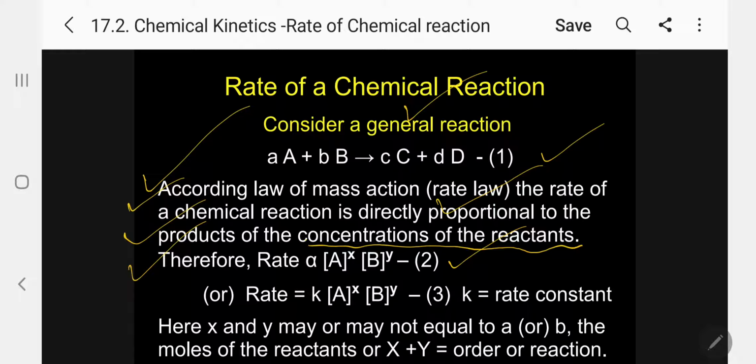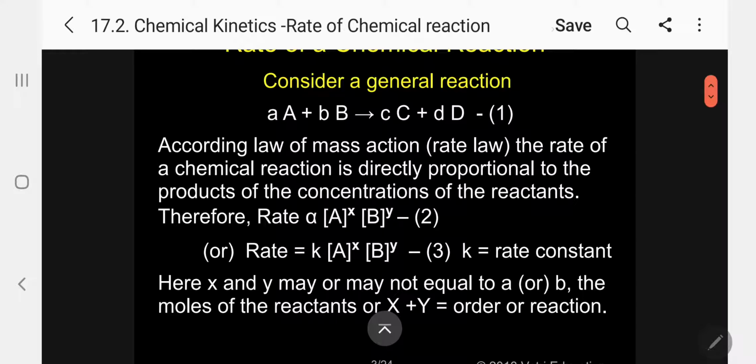So, in order to equate this, I will write now rate equals K into [A] to the power of x, [B] to the power of y. That is the third equation, where K is the rate constant. Kindly follow. Here we are interested only in rate. But in these equations, what are the other important things? This is the rate law. All the terms are coming here.